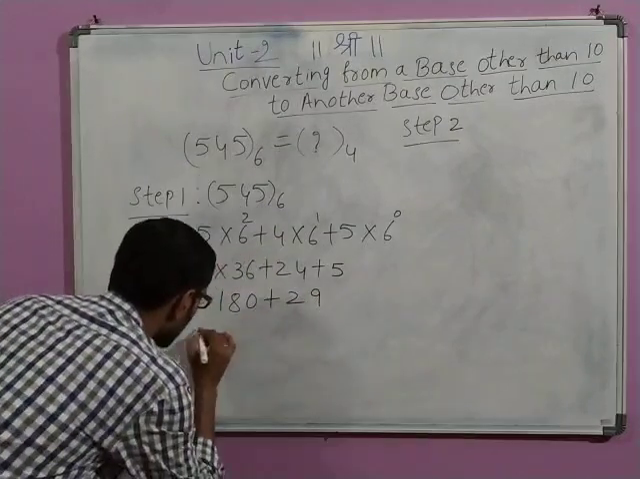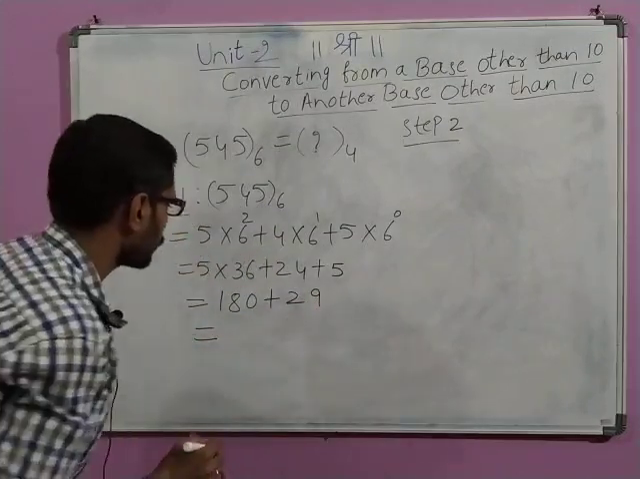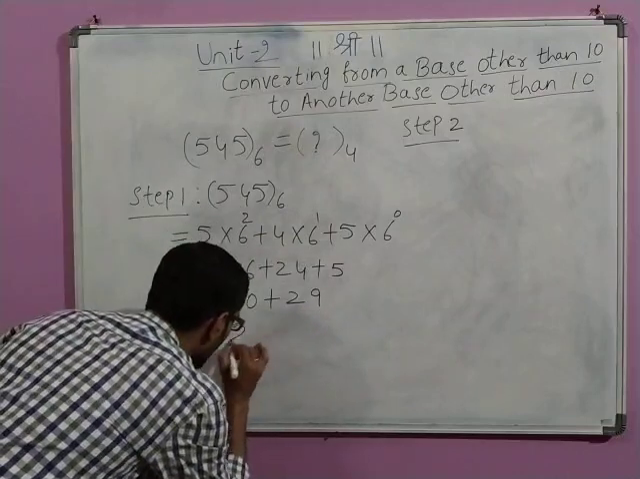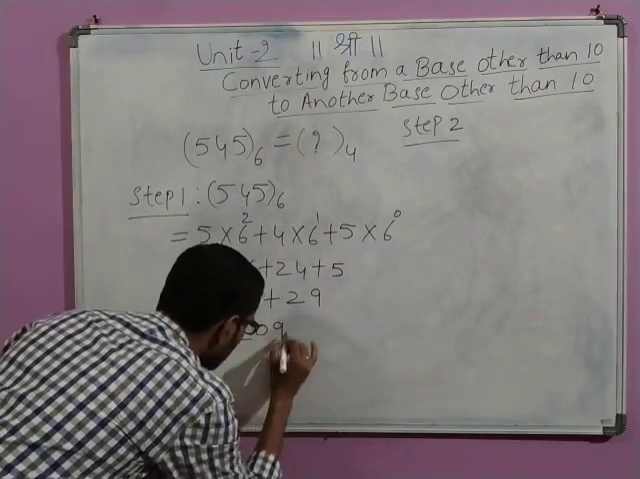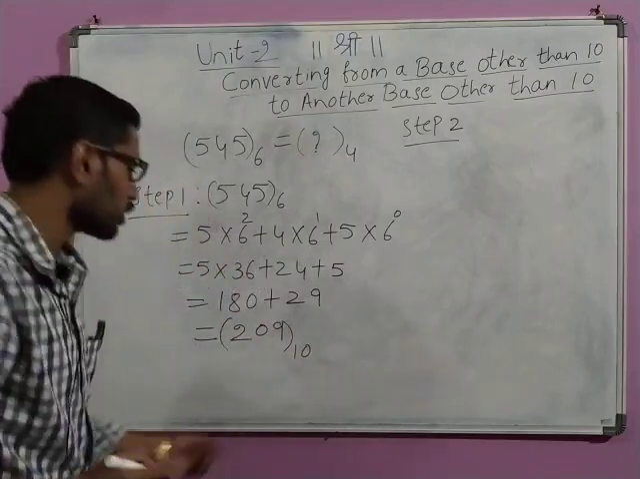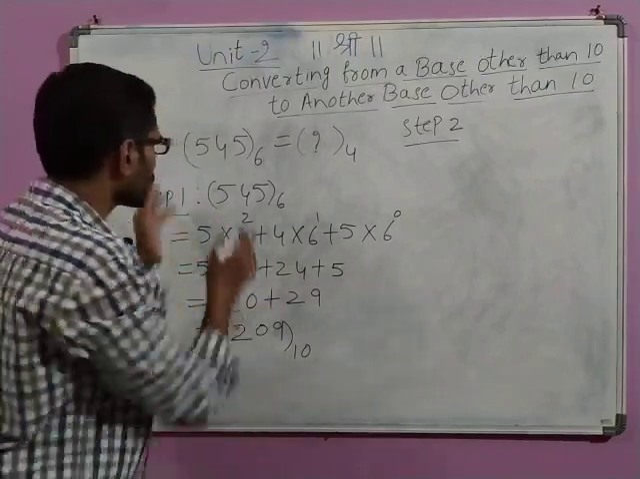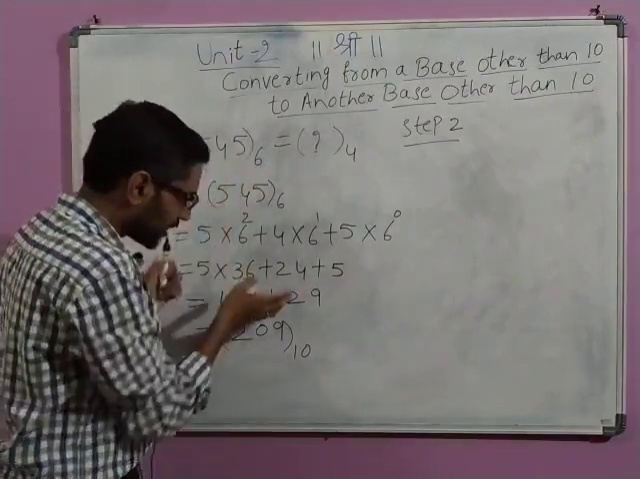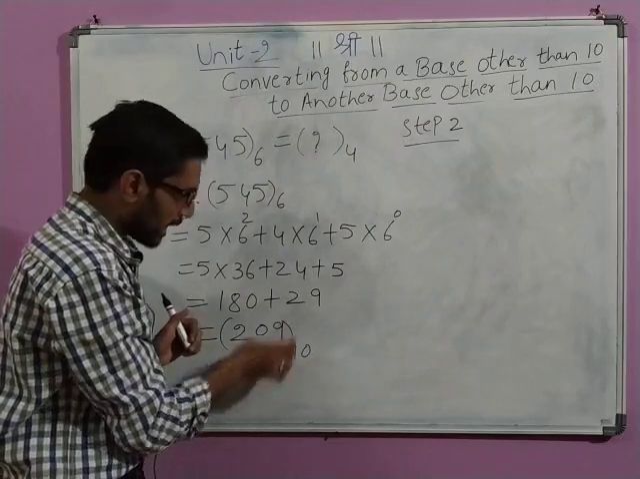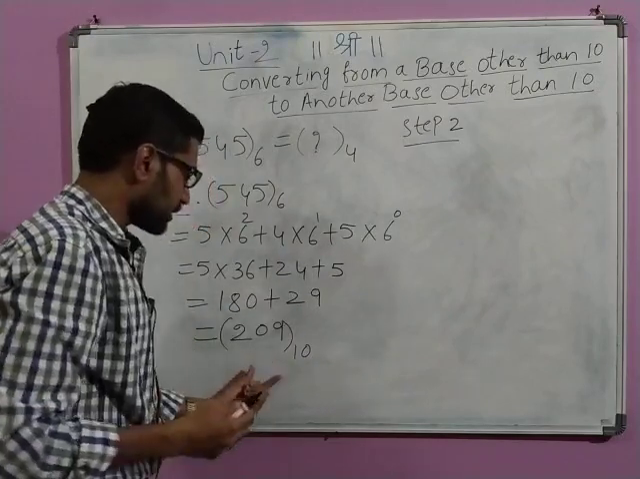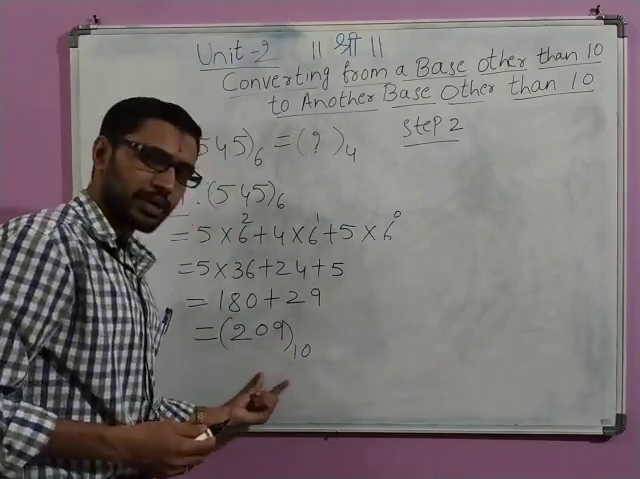So what will this be equivalent to? 180 plus 29, that is 209. 209 to the base 10. So first we took the number and converted it to decimal base. And now what we need to do is, this will be considered as the intermediate result.